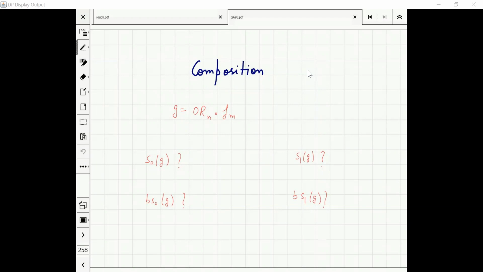So now we have the function OR, we have the function f, and we compose. There are n many things here. Each of them has a copy of f, and f has its own arity. Okay. What is the sensitivity of this function?